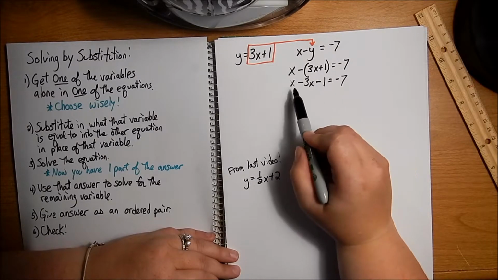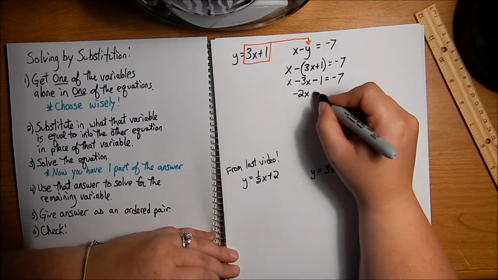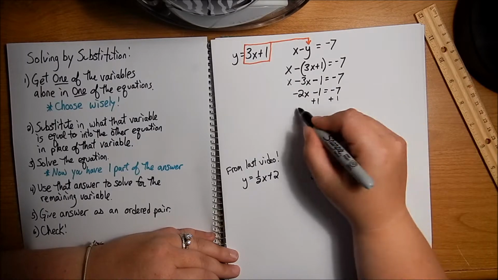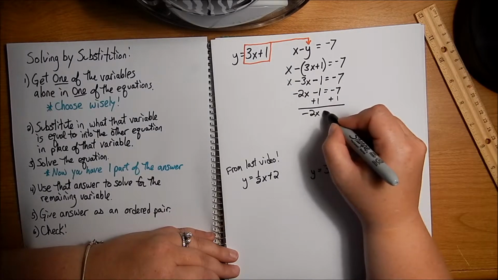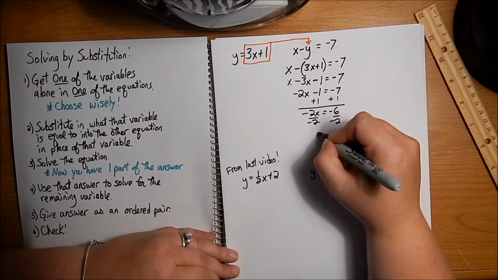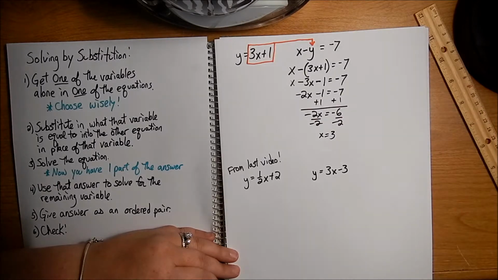Okay, but now I can simplify this. X minus 3x is negative 2x minus 1 equals negative 7. Let's add the 1 to the other side. Negative 2x equals a negative 6. Divide both sides by a negative 2. And I got x is 3. Okay, so great. That's part of my answer.